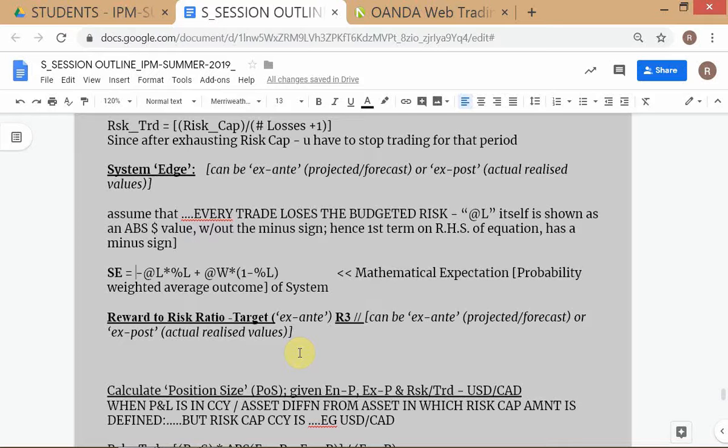Average loss is equal to risk per trade because we are assuming that every trade is going to lose the budgeted risk per trade. And this is the budgeted risk because we are doing an ex-ante analysis. A budget is an ex-ante analysis. After the period is over, it's no longer a budget, you just see the variance against the budget. You've done your cost accounting in FM1 or FM2, or Manac 1 or Manac 2 or whatever. So yes, every trade loses the budget, therefore average loss is equal to risk per trade.